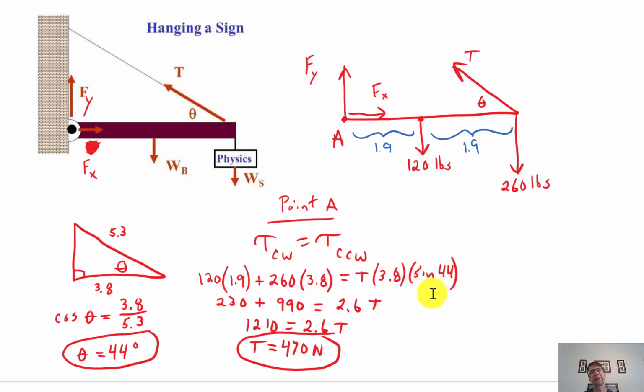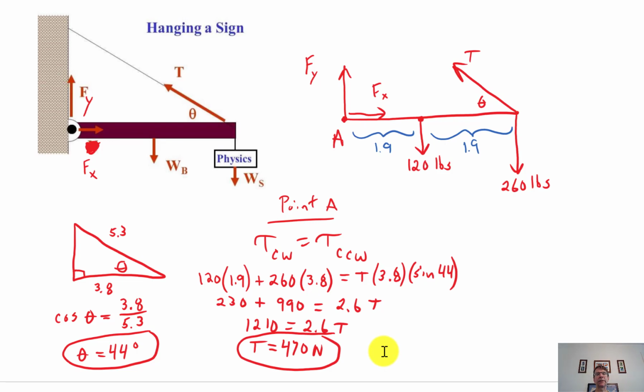But then you've got to be careful over here on the right-hand side, counterclockwise. It's T, the tension in the wire, times its distance from point A, 3.8, times the sine of 44. So now we have to remember to put that in. If you take the sine of 44, which is a decimal number, times 3.8, you get 2.6. All right? Then you add these two numbers, 1210, divided by 2.6, you get a tension of 470 newtons. That's the answer to part A of the problem.